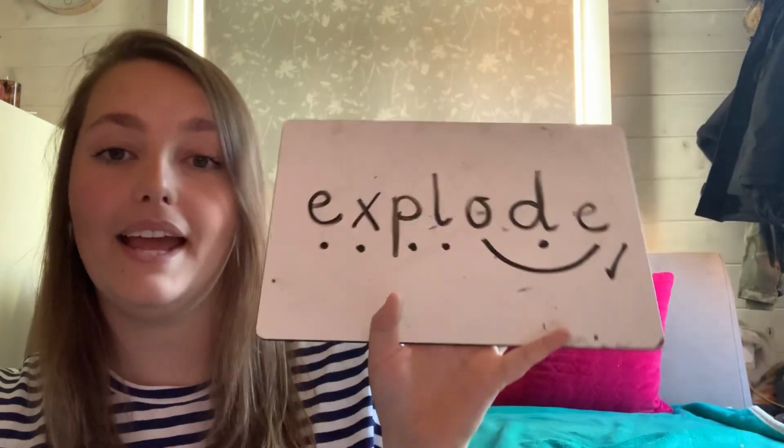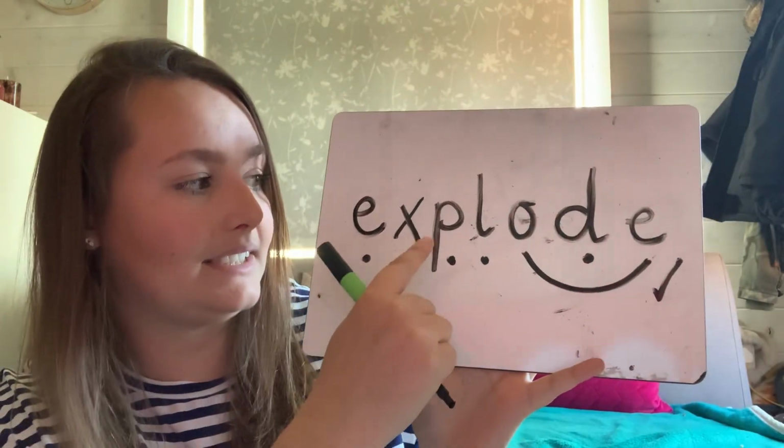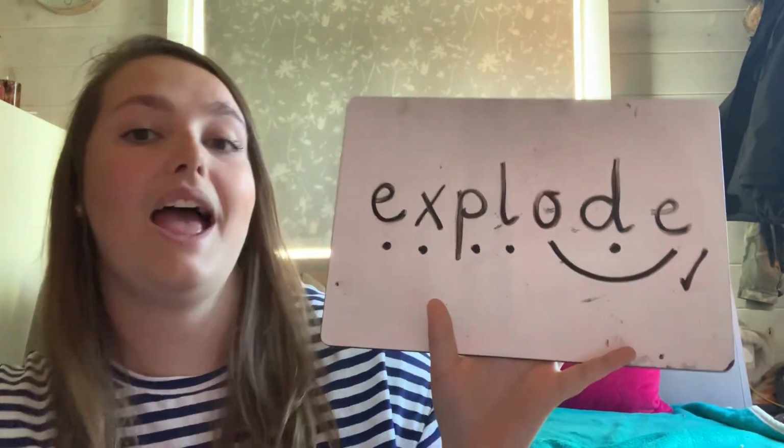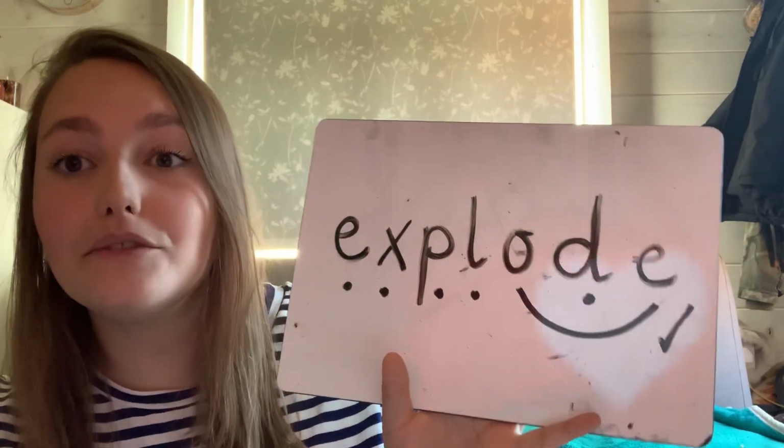Okay, I've written it on my board. This is such a long word, so if you've written this, well done. That's fantastic. Okay, are you ready? Give you 10 more seconds to try and write it down. Explode. 3, 2, 1. Here it is. Explode. Explode. Well done if you spelt that correctly.